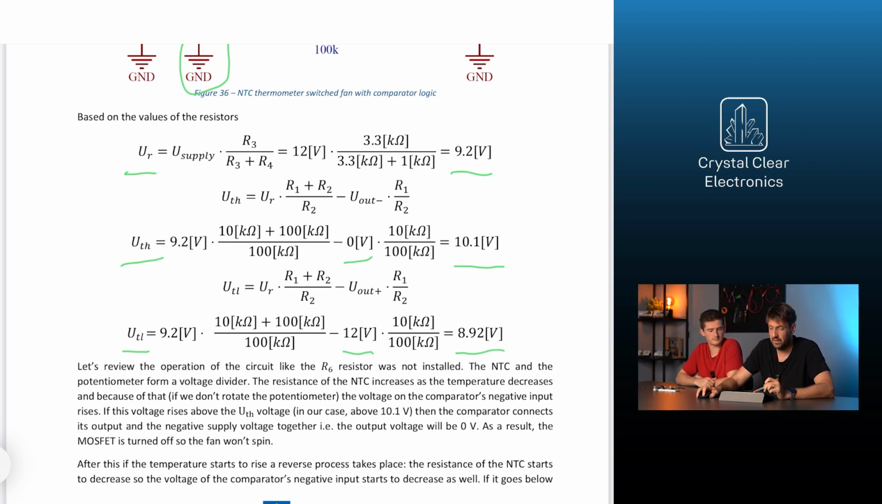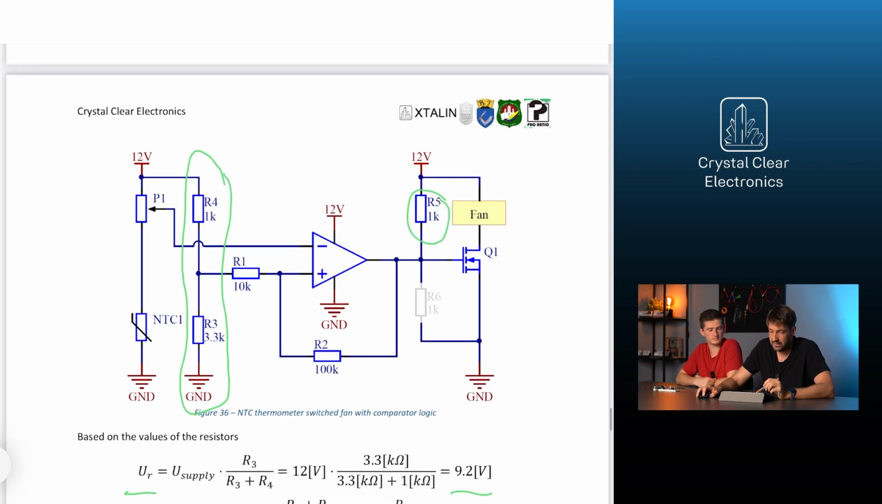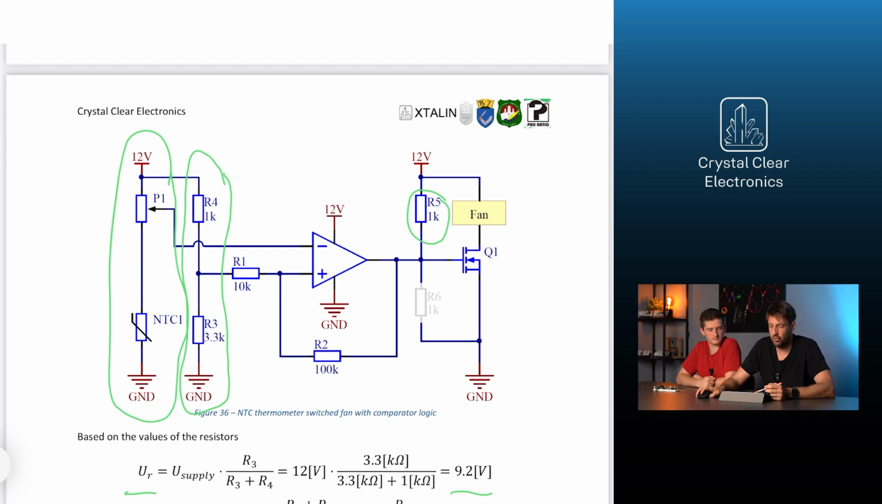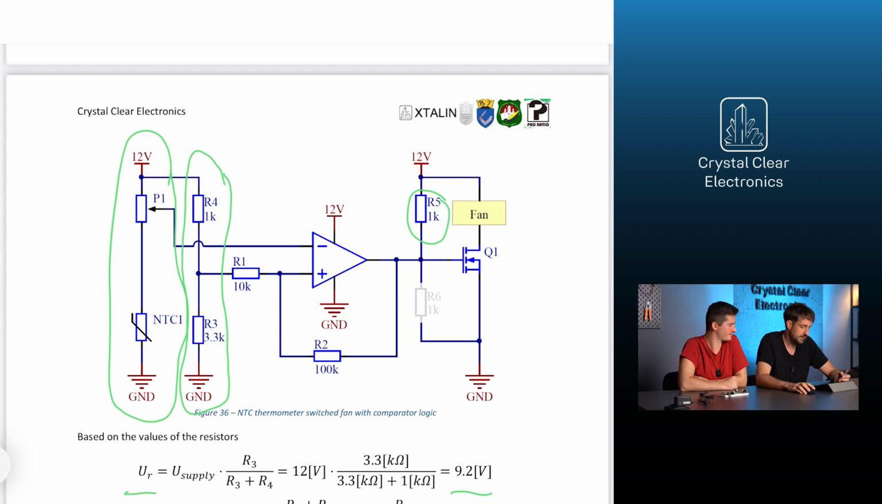Let's review the operation of the circuit as if the R6 resistor was not installed. The NTC and potentiometer form a voltage divider. The resistance of the NTC increases as the temperature decreases, and because of that, if we don't rotate the potentiometer, the voltage on the comparator's negative input rises. If this voltage rises above the high comparing threshold, in our case above 10.1 volts, then the comparator connects its output to the negative supply voltage, that is, the output voltage will be 0 volts. As a result, the MOSFET is turned off, so the fan won't spin.